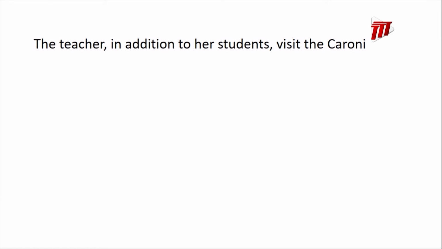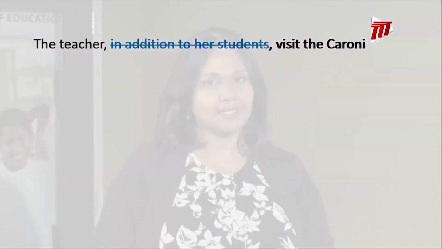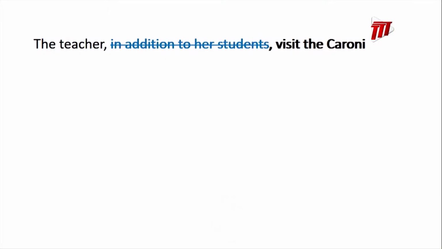So let's go with the first line. The teacher, in addition to her students, visit the colony. What's wrong there? What's the grammar rule that's making that error? Do we say visit the colony? The teacher, in addition to her students. So what's the subject in that sentence? Yes, the subject is the teacher. The teacher does what? The teacher visits the swamp.